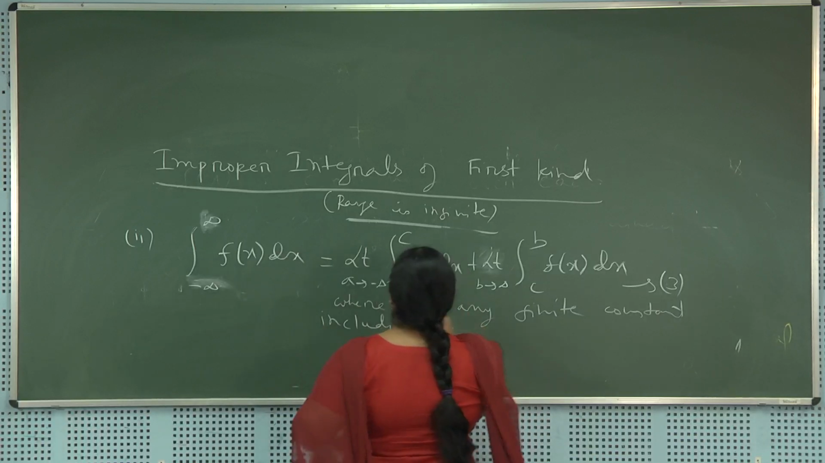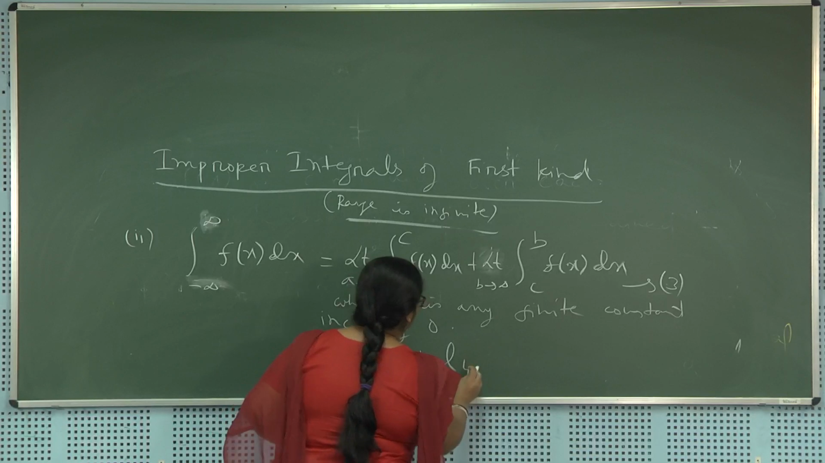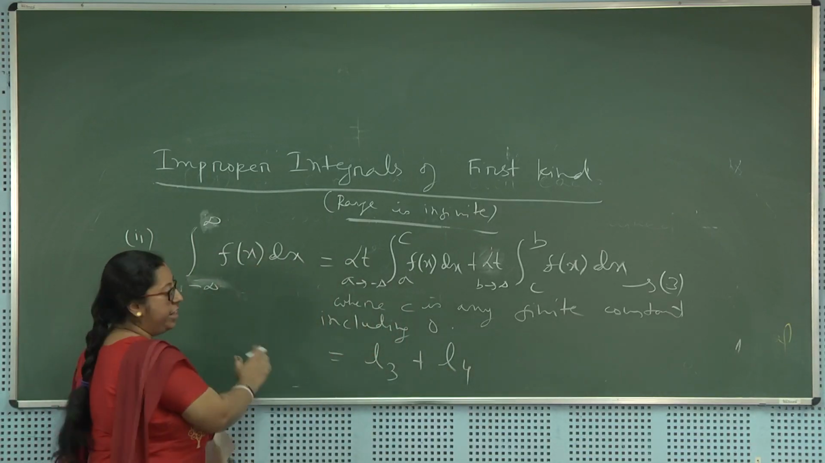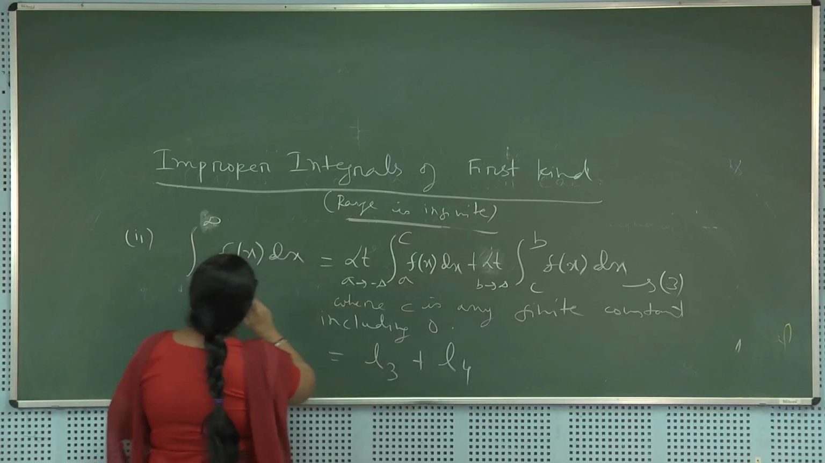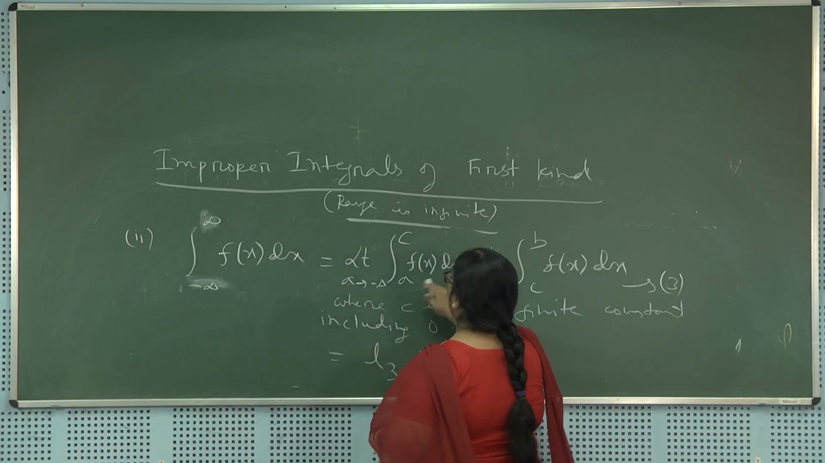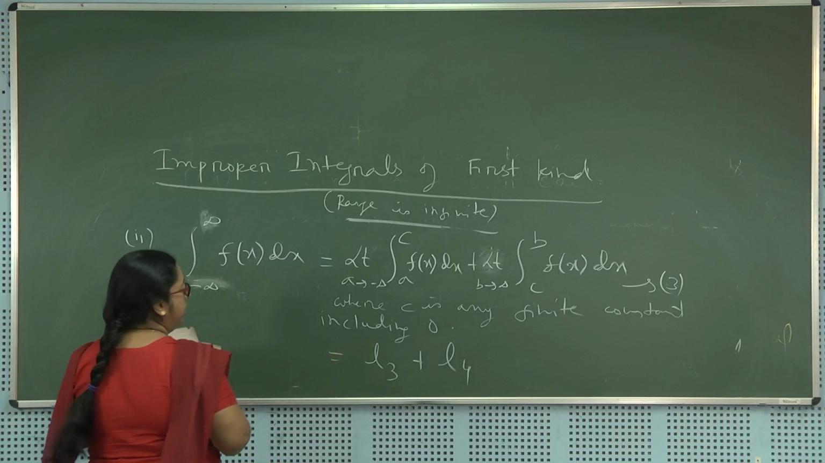So, here we will check if both the limits exist, say they are equal to L3 and L4. If both the limits converge, then only we say the integral converges. Let me just reiterate, if both the integrals converge, then only the main integral will converge. If one or more of the improper integrals is not convergent, then we say that the whole integral diverges.